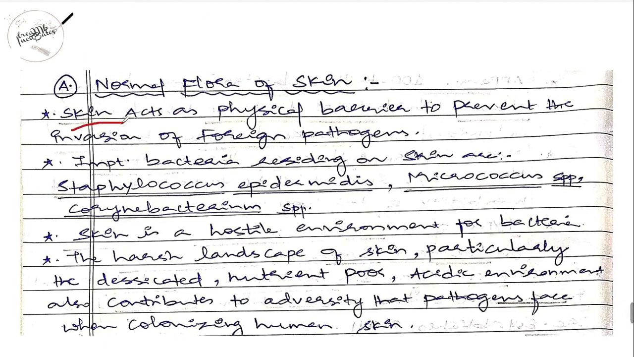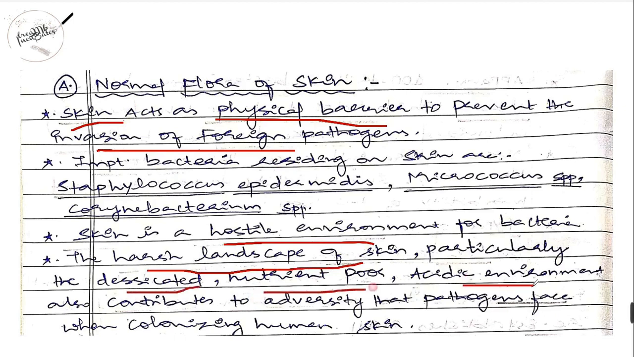We all know skin acts as a physical barrier to prevent the invasion of foreign pathogens. Also, skin is a hostile environment, wherein the harsh landscape of skin, particularly the desiccated, nutrient-poor, acidic environment, contributes to the adversity that pathogens face when colonizing human skin. Important bacteria residing on skin are Staphylococcus epidermidis, Micrococcus species, and Corynebacterium species.